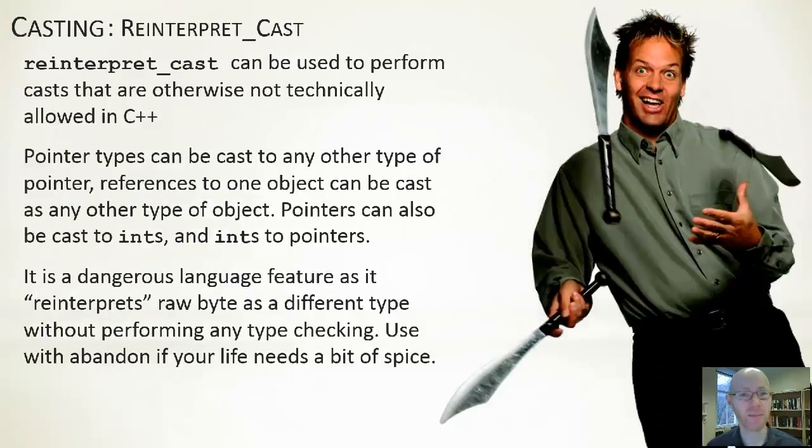The last type that we have is reinterpret_cast, which is basically old style C++ casting. So it can be used to perform casts that are otherwise not technically allowed. Pointer types can be cast to any other type of pointer. References to one object, you can turn them into references to another. Pointers can be cast to ints and ints to pointers. Basically, it enables you to reinterpret bytes that you're pointing to as any other thing that you want to.